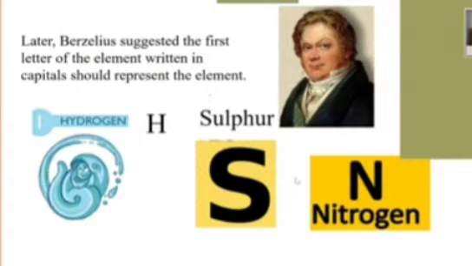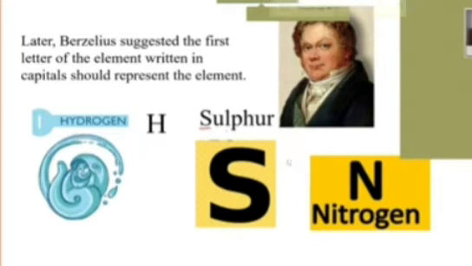So later, another scientist named Berzelius suggested that the first letter of an element, written in capital, should be used to represent the element. Look at this picture. The first is hydrogen. It's represented with the first letter of hydrogen, which is H. Similarly, sulfur is represented with its first letter S, and nitrogen with its first letter N.